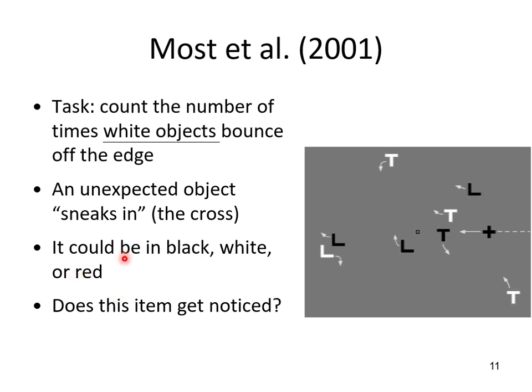Now, however, the good thing is we can change factors in this experiment. Instead of attending to white, we can attend to black, right? Or instead of a black cross, we can have a white cross, or a red cross. Okay, so most attempts have done this experiment with other variations.